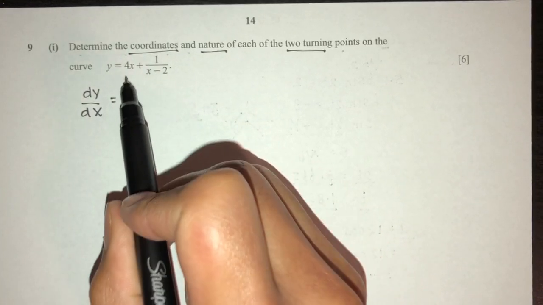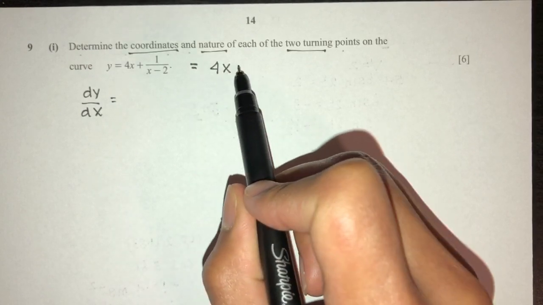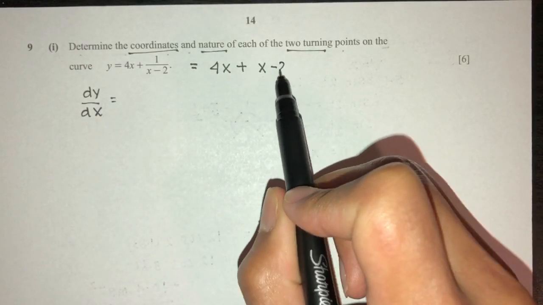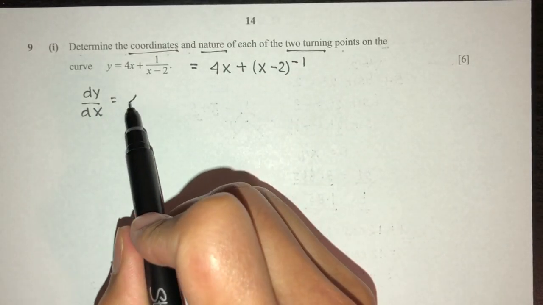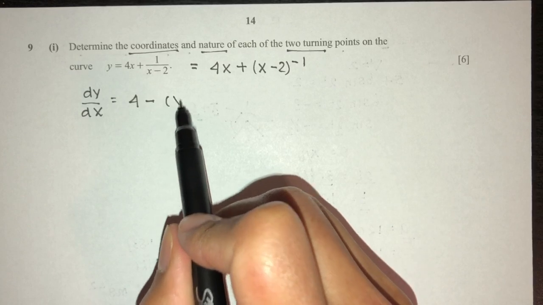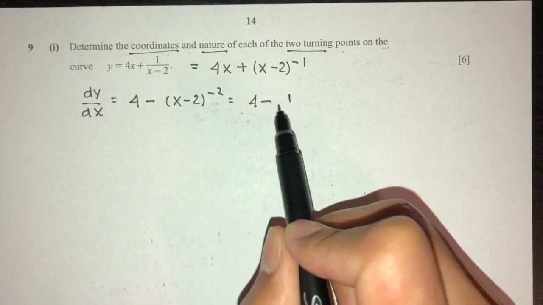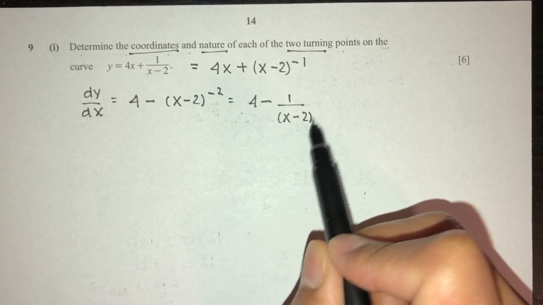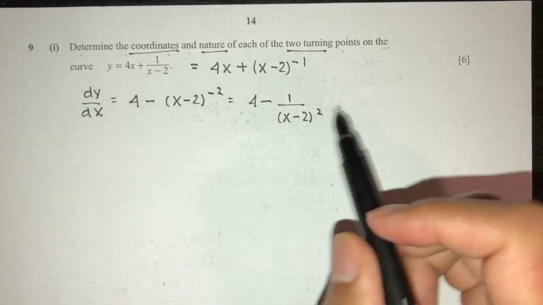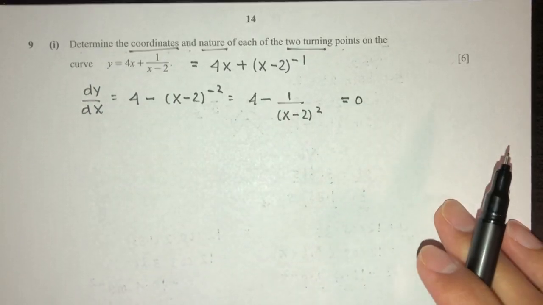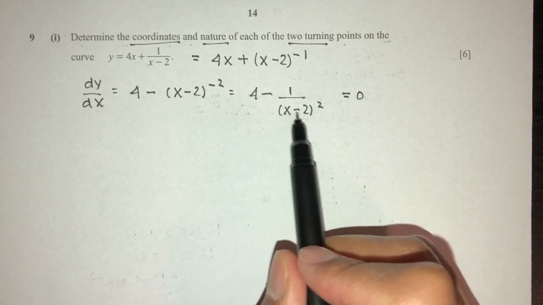So if you bring this up, let's rewrite this as 4x plus x minus 2 power minus 1, right? So dy by dx will be 4 minus, x minus 2 power minus 2, that will become 4 minus 1 over x minus 2 square. Now for the coordinates, we have to equate this to 0 for the turning points. Now first step is if you want to eliminate this, you have to multiply everywhere by this value.